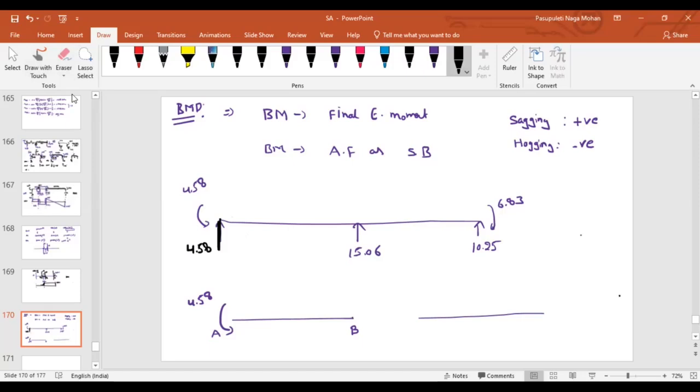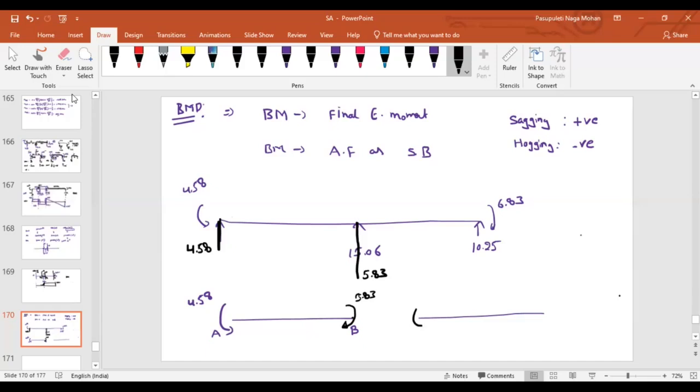Now, at B towards A, what is the moment? It is clockwise 5.8. Again, the same thing. Imagine there is a book in your hand. Apply the clockwise moment on the right side point, and imagine where you will get the tension. The top fiber, sir. Again hogging. So, what is the magnitude there? 5.8.